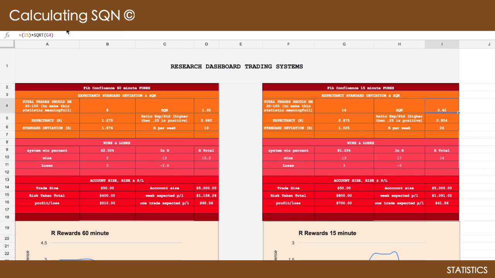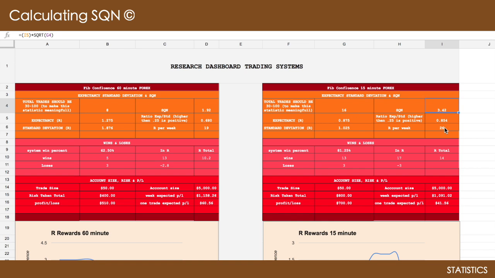So if we look, you can see I5. We see the I5, which is the expectancy divided by the standard deviation. So this ratio we just discussed, and then we multiply this ratio by the square root of G4. What's G4? Well, G4 is the trades together. So we take all the trades. We count how many trades we did, in this case 16, and we take the square root of 16. And we multiply it by the ratio we created from the expectancy and the standard deviation. This gives us the SQN.